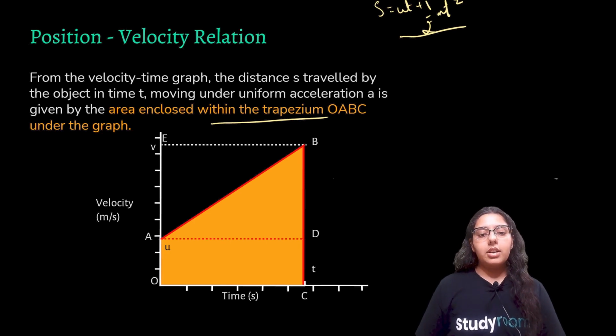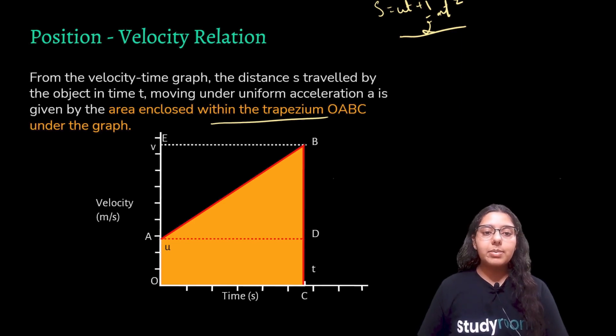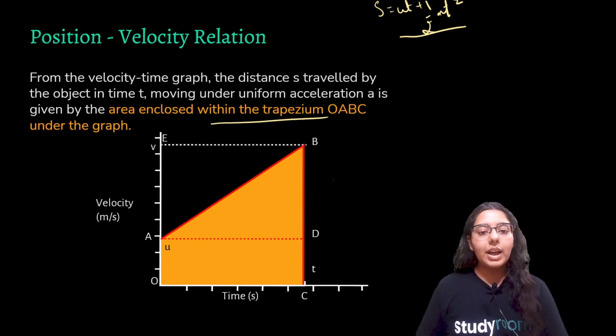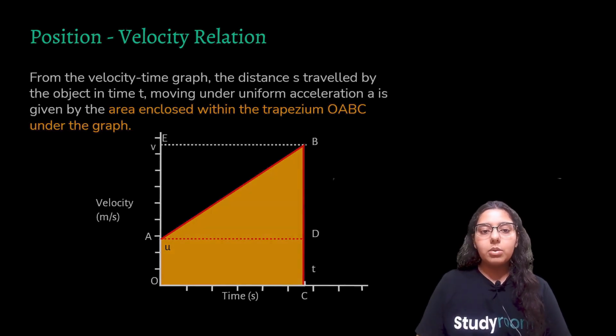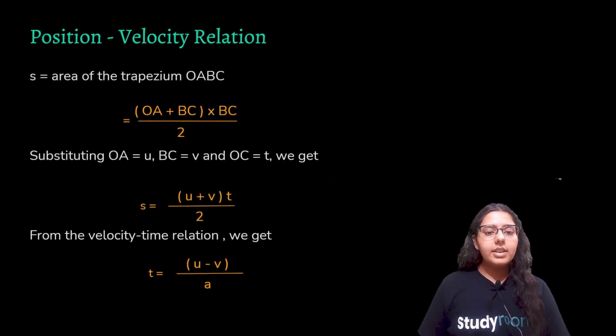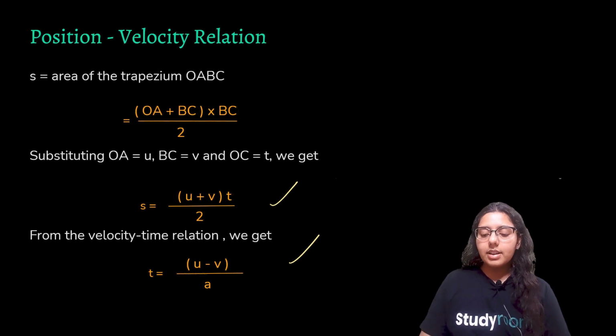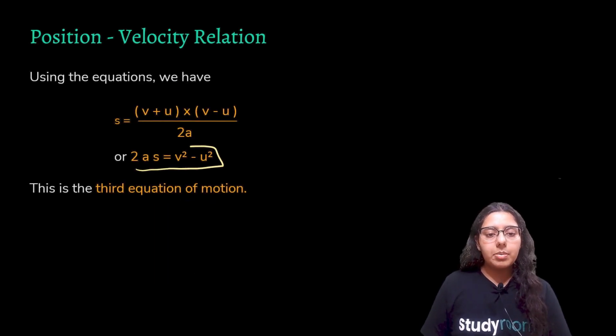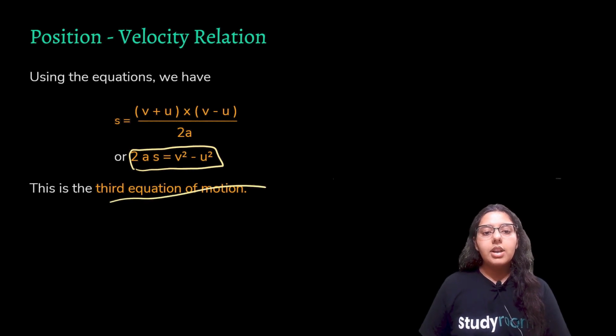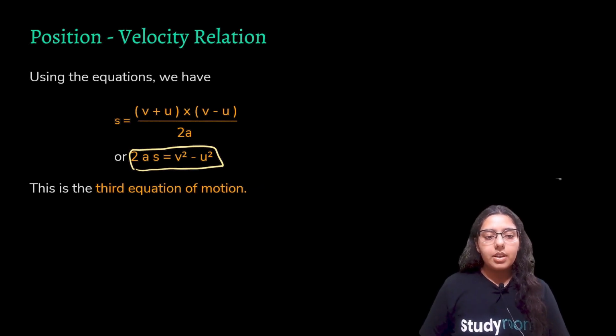We find the area of triangle and area of rectangle and we added them, right? So, one more way to find the displacement is to find the area of trapezium, as I told you. So, what can you do? You will directly find the area of trapezium, the same thing I told you, like this. We derived it in the previous slides. So, you get this relation, 2as is equal to v square minus u square, and this is your third equation of motion, okay?